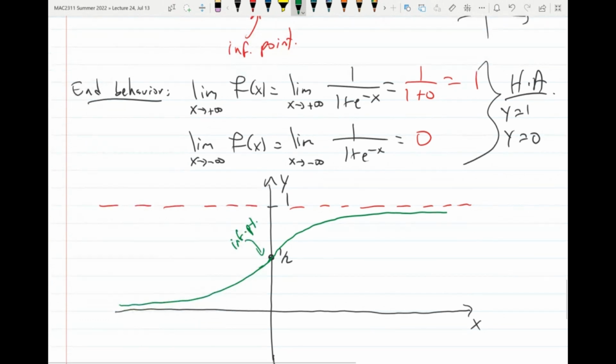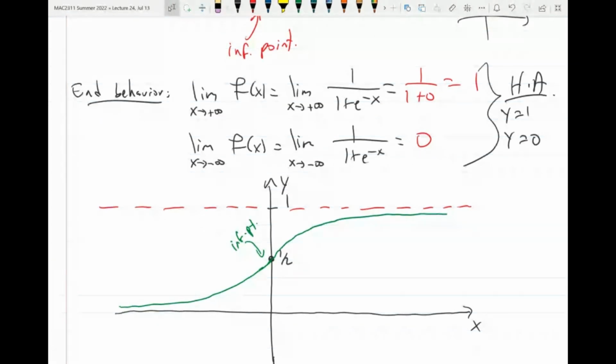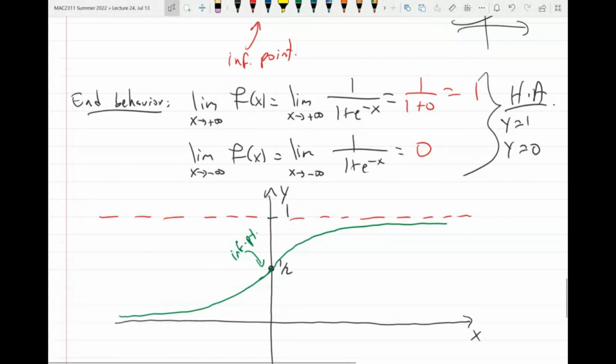Did you understand this analysis? Again, this is information that you already know. It's just a matter of putting everything together now and producing a picture. On Friday, I'll do more examples. Okay?